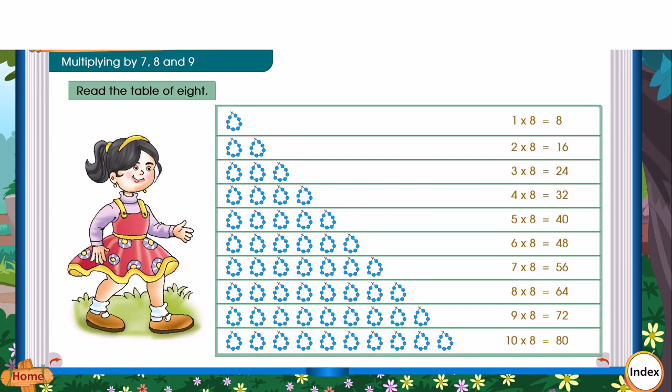Read the table of 8. 1 8s are 8. 2 8s are 16. 3 8s are 24. 4 8s are 32. 5 8s are 40. 6 8s are 48. 7 8s are 56. 8 8s are 64. 9 8s are 72. 10 8s are 80.